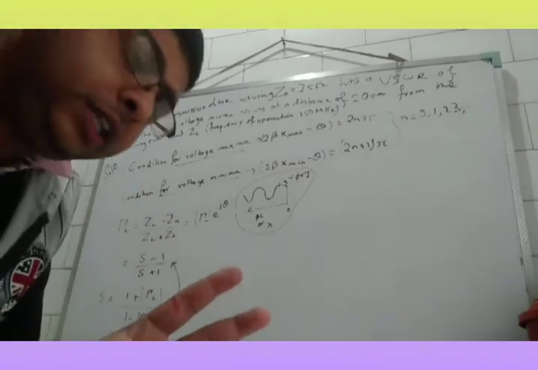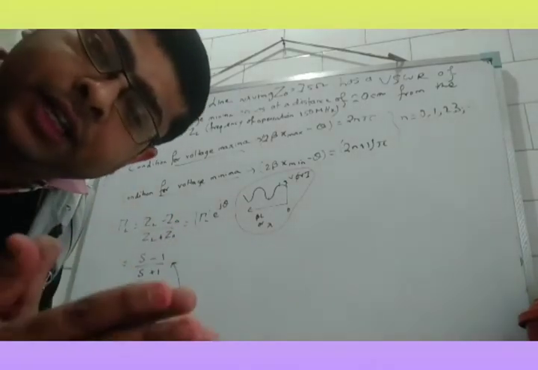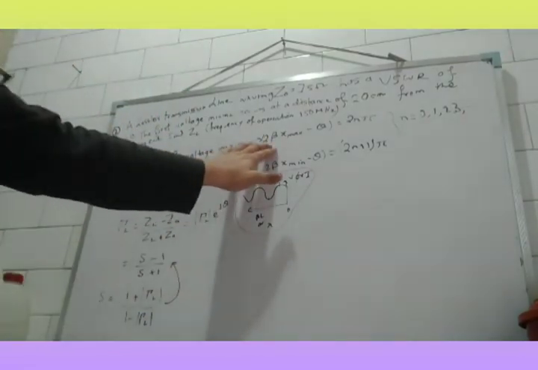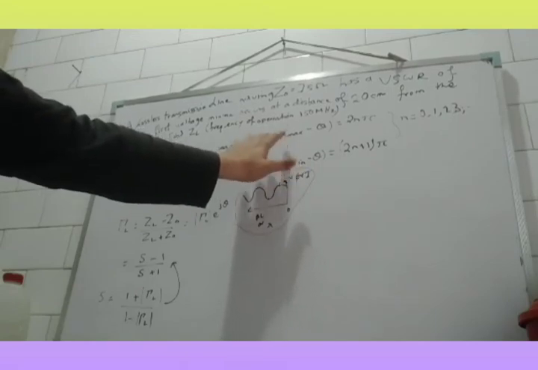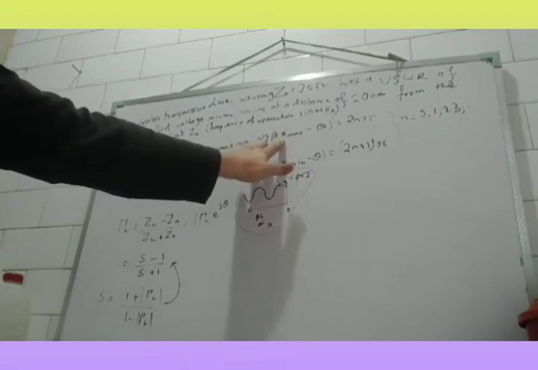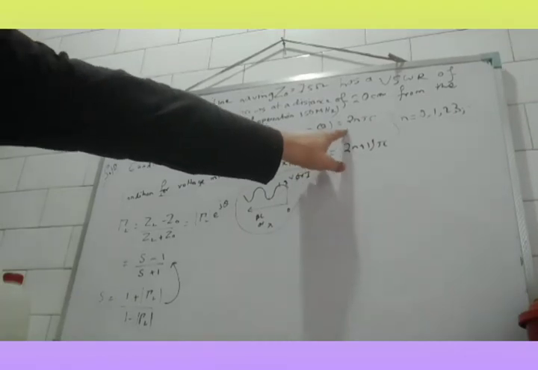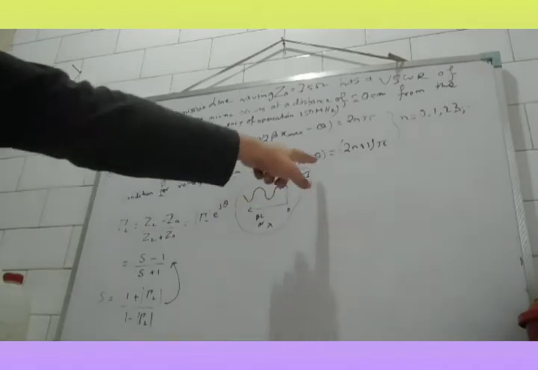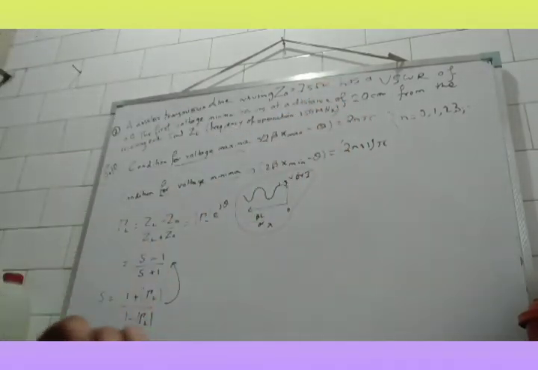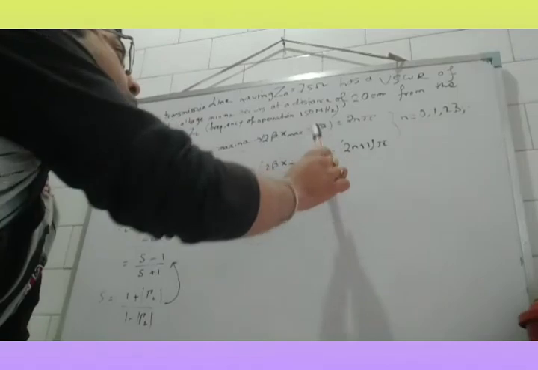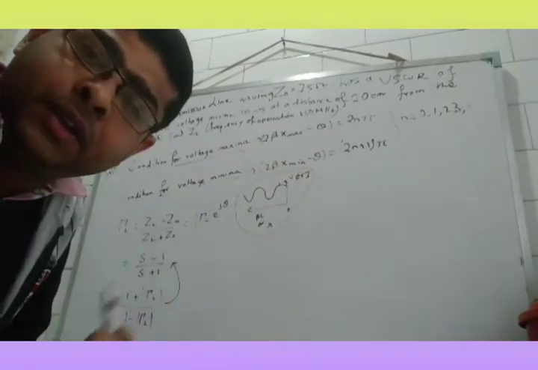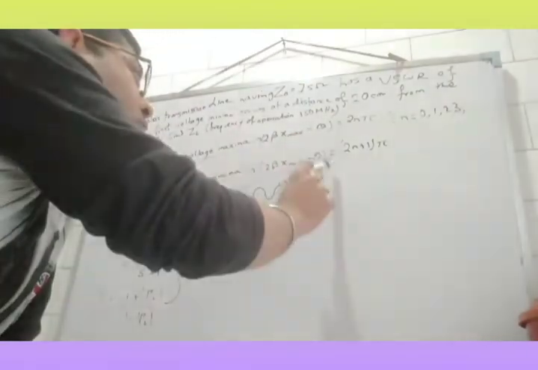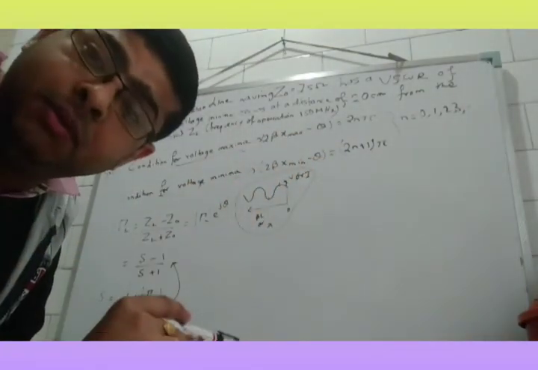Just remember the condition for voltage maxima and voltage minima. The condition for voltage maxima is 2 beta x max minus theta is equal to 2n pi, where x is the distance. And for voltage minima, it is 2 beta x min minus theta is equal to (2n plus 1) pi. How you get these two conditions, I will discuss separately. For the time being, just remember these are the two conditions.